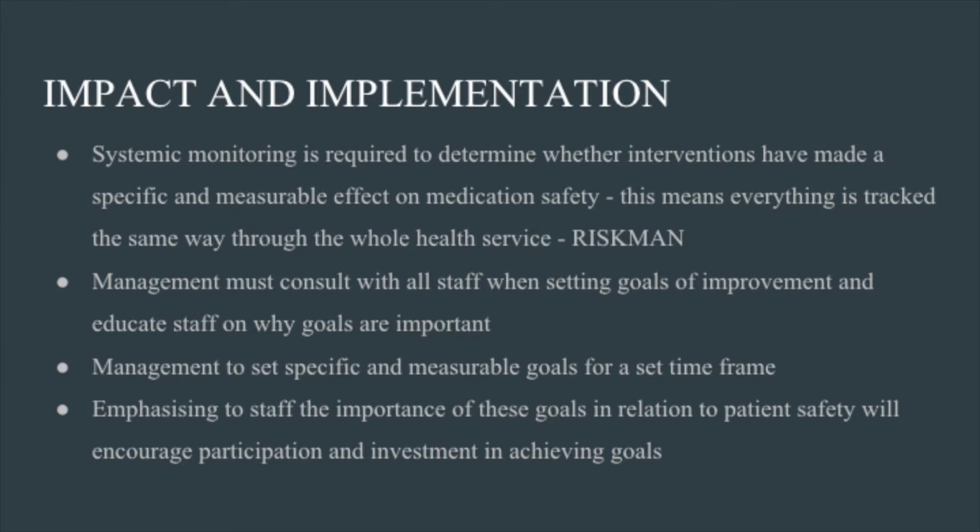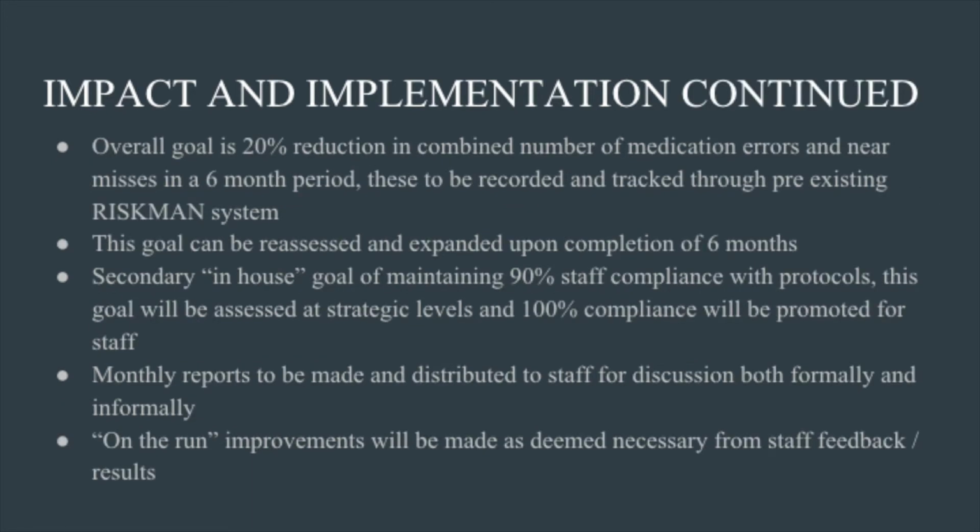So our goal here is a 20% reduction in the combined number of medication errors and near misses in a 6-month period. These are things that should already be recorded within the Risk-Man system, which means we should have good pre-existing data that's very reliable. That allows us to then compare it to our data 6 months down the track when we've finished the trial. This goal, of course, can be reassessed in the future.